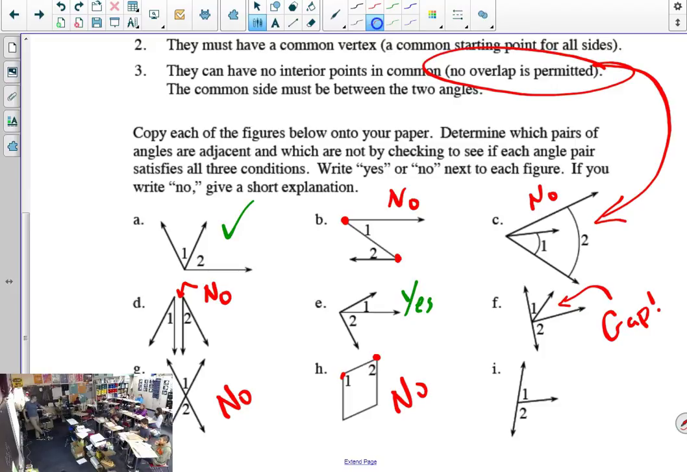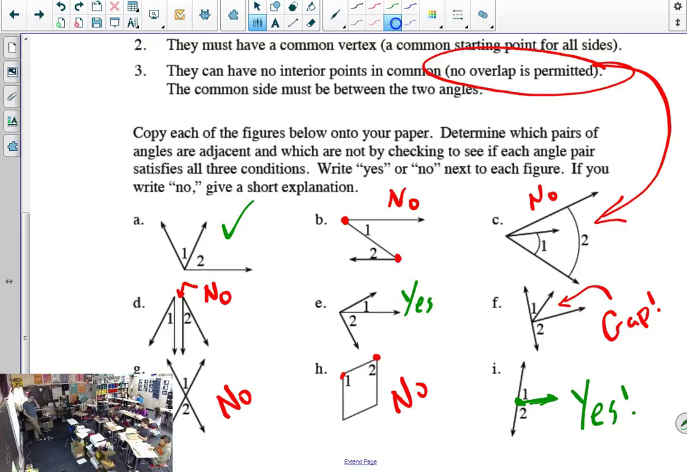Caitlin, what about I? Do they share a vertex? They don't share a vertex? I think they both use that dot as their vertex. So they are adjacent, yeah. They do share the vertex. They do share the side right here. So this is a yes.